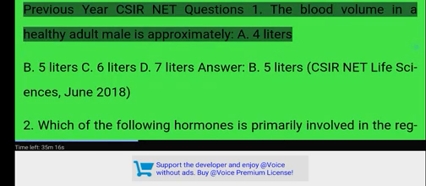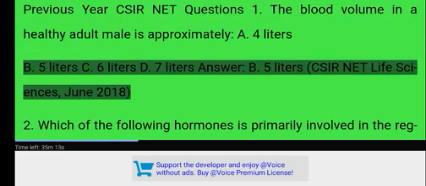Previous year CSIR NET questions. 1. The blood volume in a healthy adult male is approximately: A. 4 liters, B. 5 liters, C. 6 liters, D. 7 liters. Answer. B, 5 liters. CSIR NET Life Sciences, June 2018.